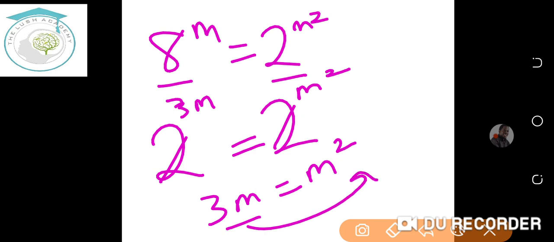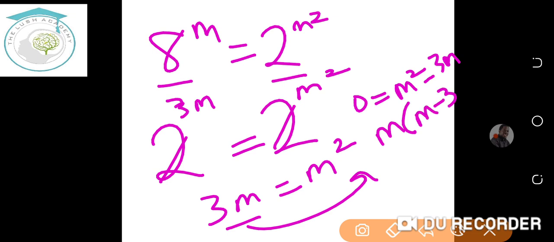We have the option of moving it over. Becomes 0 is equal to m squared minus 3m, which is invariably the same thing as m squared minus 3m is equal to 0. So we have two options. If we solve this algebra out now, m, open bracket, m minus 3, is equal to 0.